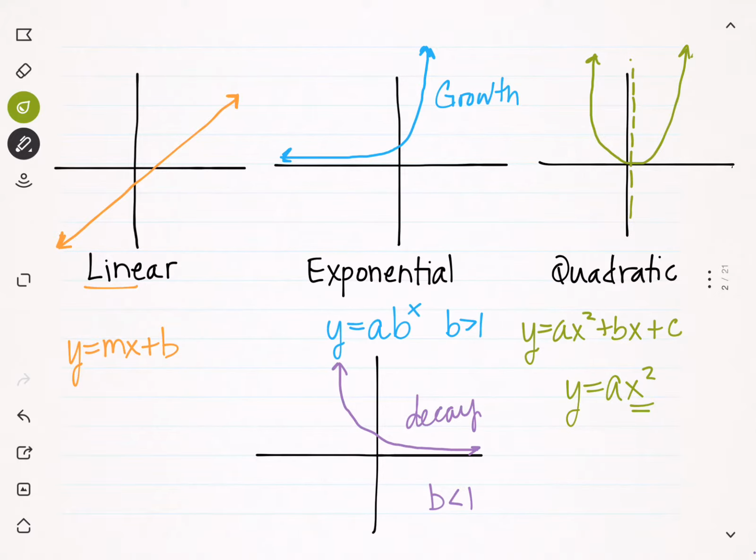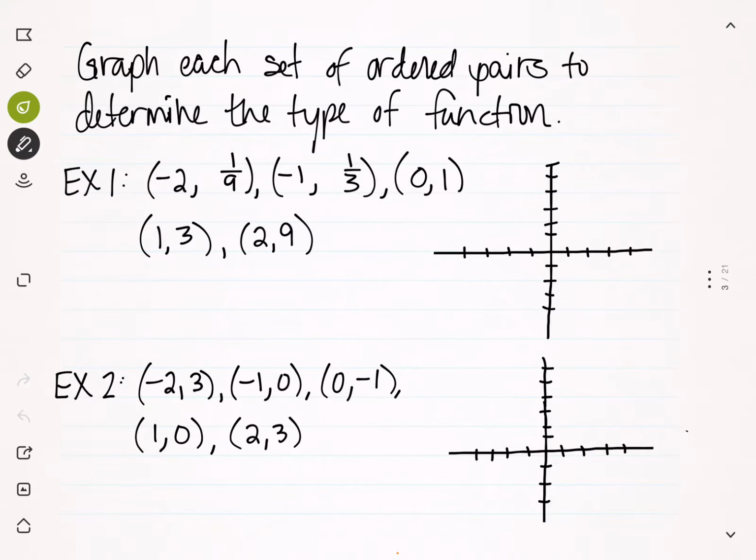In general, you need to see the x squared in your quadratic, and that's how you will know it's going to be a U-shape. So what we're going to do here is we're going to graph a couple of functions given some ordered pairs, and we're going to just look at the shape of the graph to determine what type of function we have. So let's start with example 1.